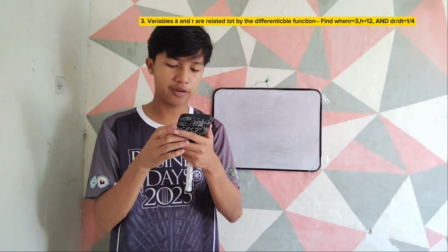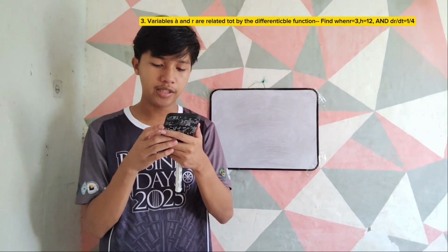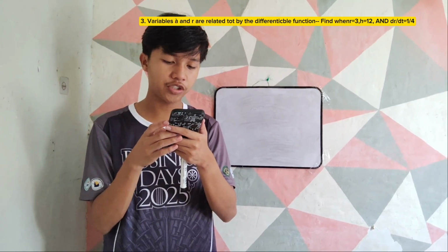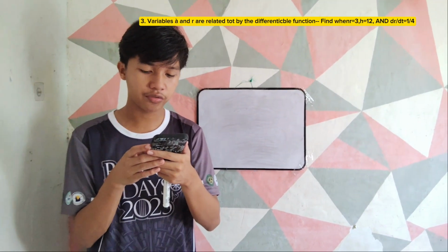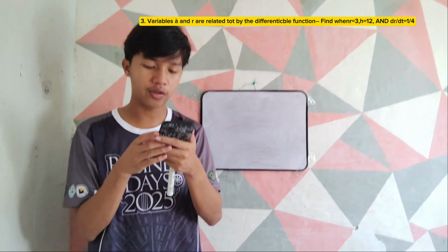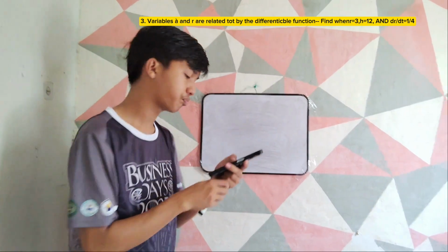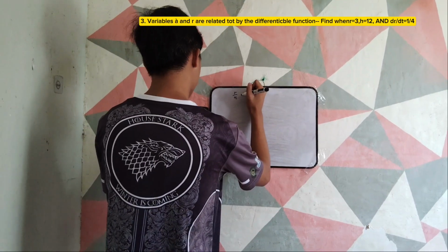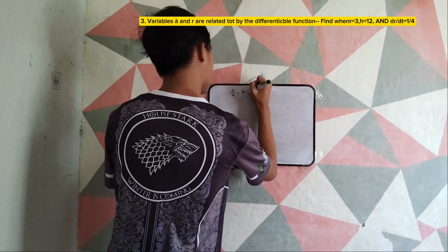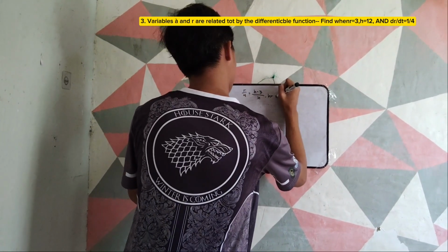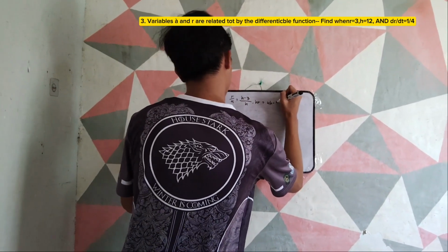So our next question states that variables h and r are related to t by the differentiable function r over 4 is equal to h minus 3 over h. You are asked to find dh over dt when r is equal to 3 and height is equal to 12 and dr over dt is equal to 1/4. So r over 4 is equal to height minus 3 all over height, so it is equal to 4 height, 4h minus 12.